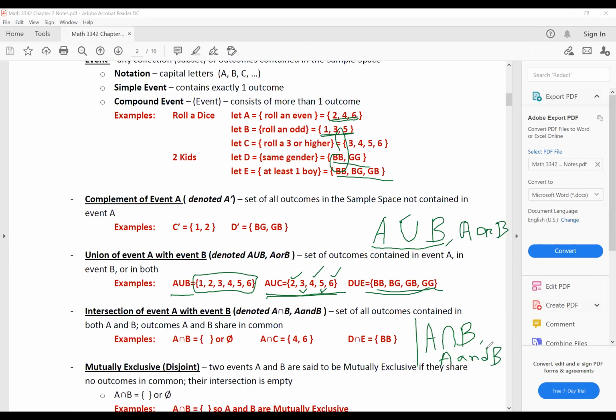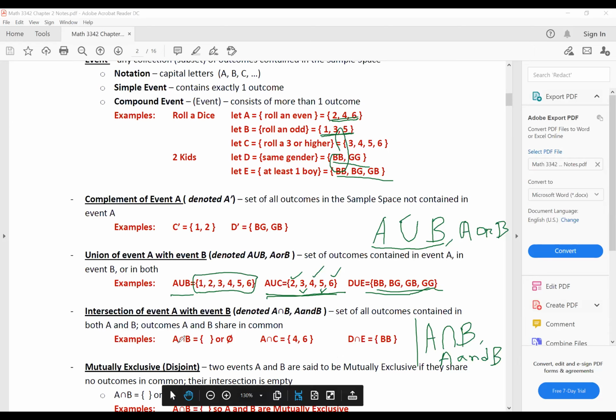So either you will write A, you will use this notation, or you can also write A and B. So that means the intersection of these two sets. So what does the intersection mean? Intersection means the common outcomes between two sets. If you take the intersection of two sets, then the common outcomes between two sets will be the intersection.